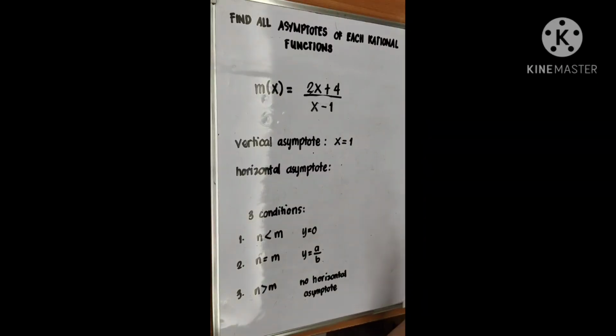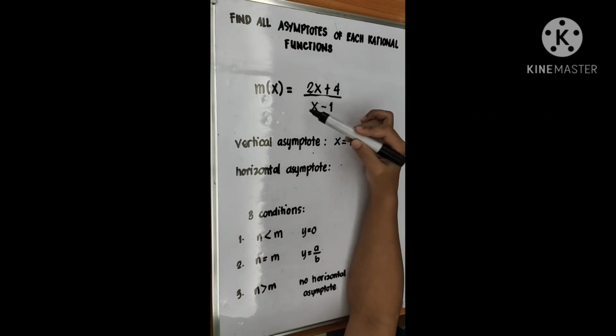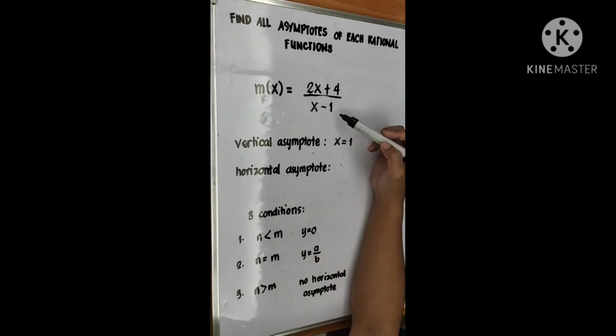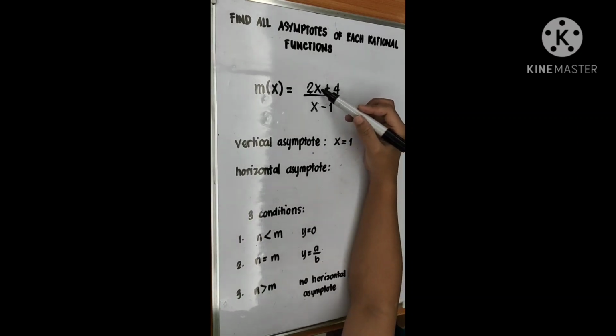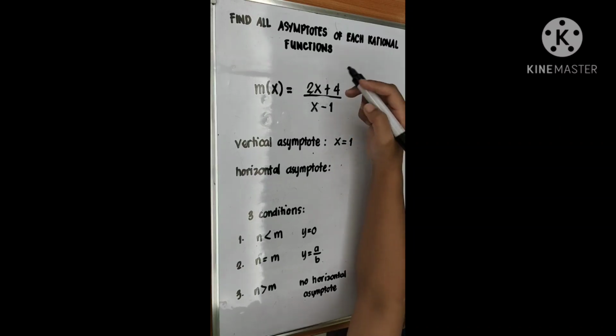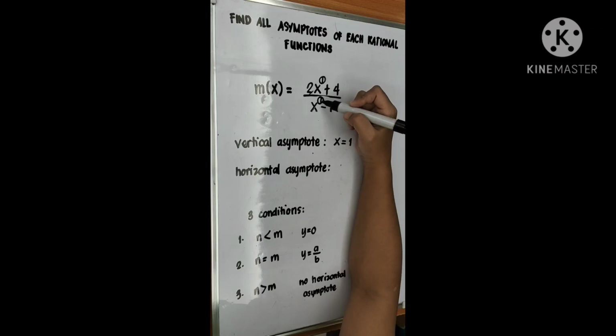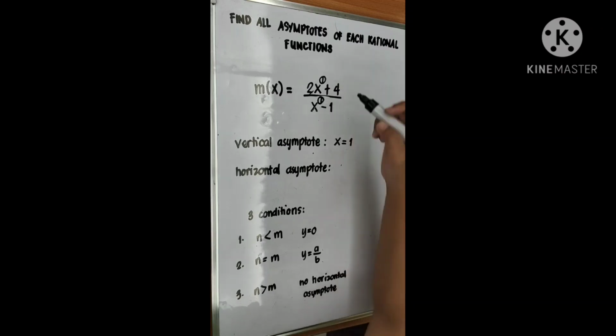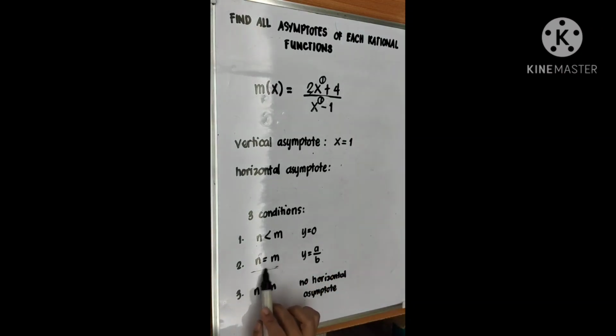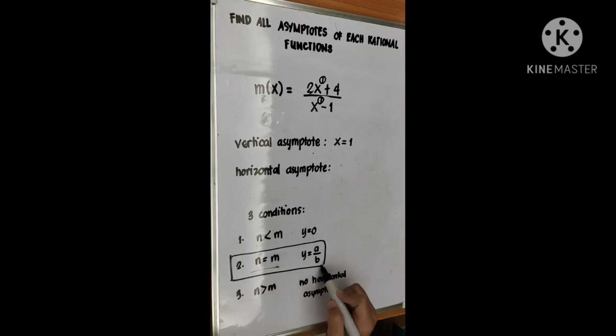So now let's try to examine where the function m of x belongs. So we have (2x + 4) over (x - 1). Considering the degree, both have exponents of 1, and therefore they are just equal. n is equal to m. We belong to this condition number 2.